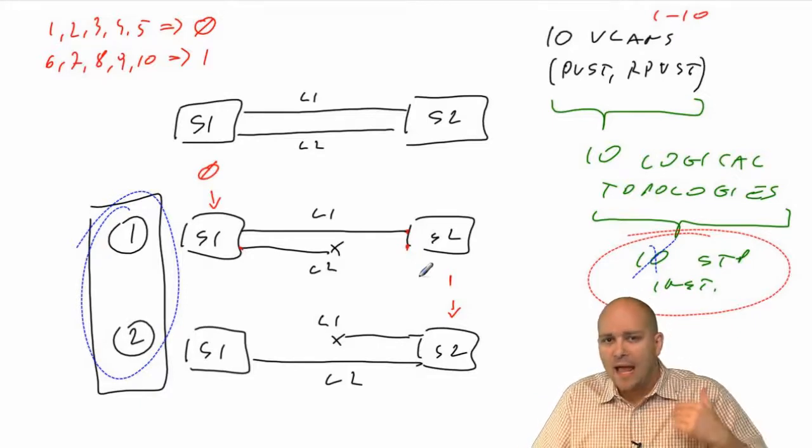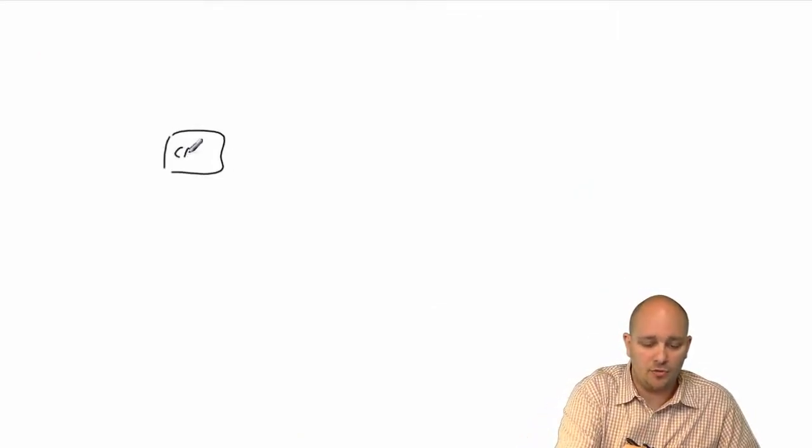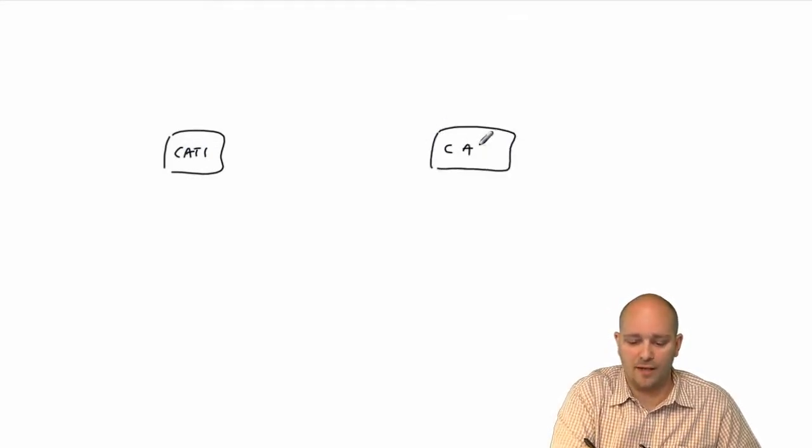Let's see this in action. To do that, I'm just going to continue with my Cat1 and Cat2 example, and I'm just going to replicate whatever I have just described. So I'm going to have my Cat1 and Cat2.